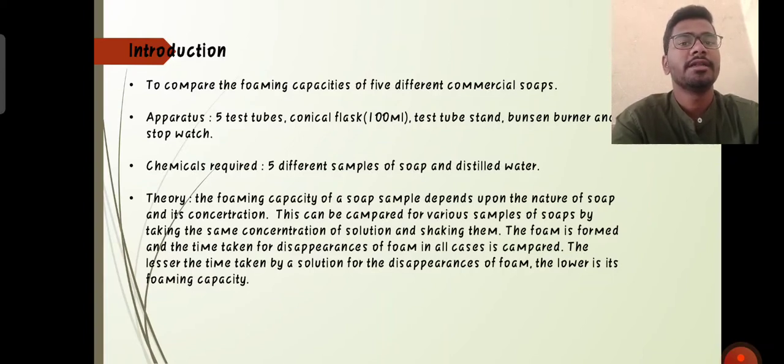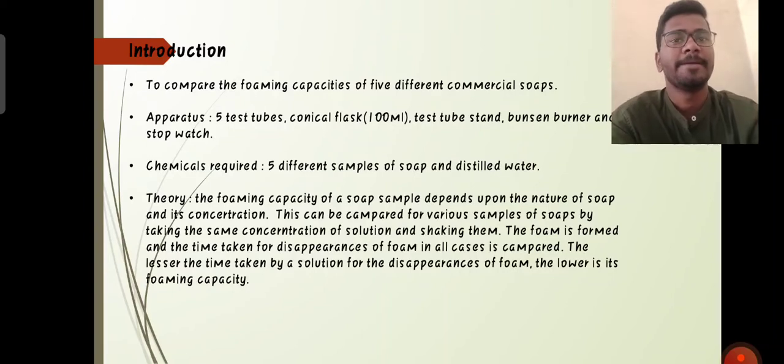Theory. The foaming capacity of a soap sample depends upon the nature of soap and its concentration. This can be compared for various samples of soap by taking some concentration of solution and shaking them. The foam is formed and the time taken for disappearance of foam in all cases is compared. The lesser the time taken by a solution for the disappearance of foam, the lower its foaming capacity.